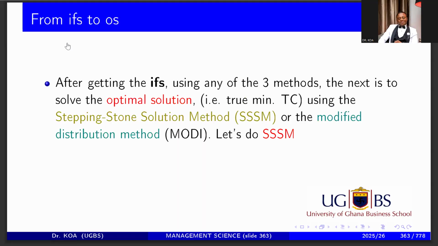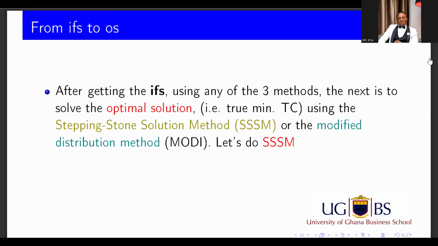Now this is where it gets loaded. So just pay attention here. After you get the initial feasible solution using any of the three methods, the next thing is to solve for the optimal solution, the true minimum. And you do that using the stepping stone or the modified distribution method. We're going to do the stepping stone solution method manually.